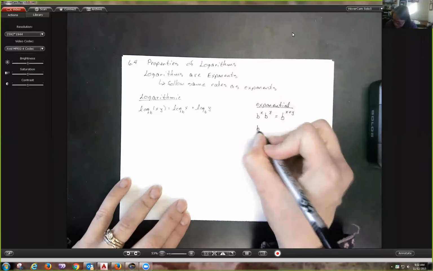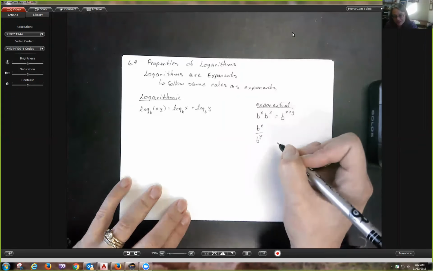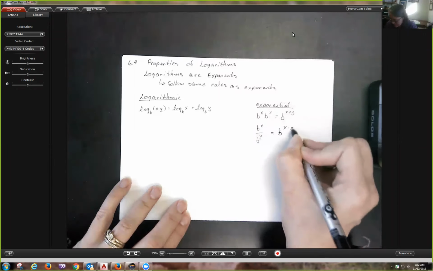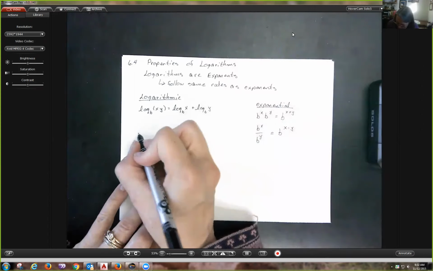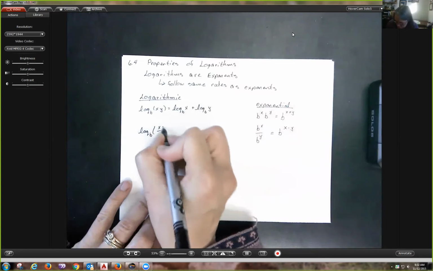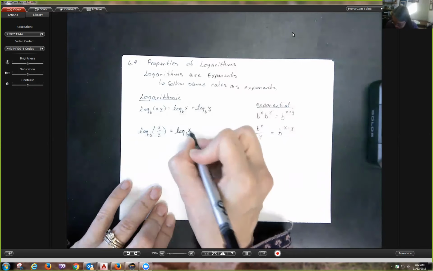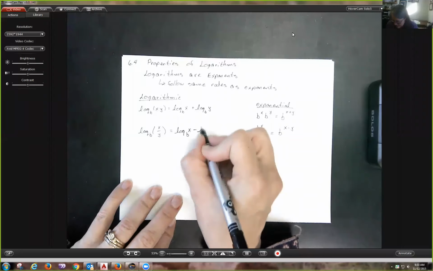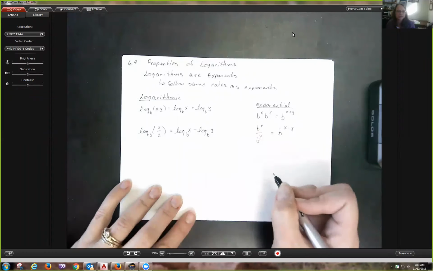If we divide two exponential functions, we subtract the exponents. The logarithmic equivalent is that the logarithm of a quotient is the same thing as the difference of the logarithms of the factors.